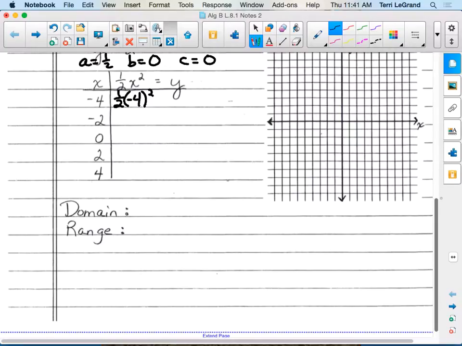So next thing we're going to say is, well, we got 1/2 times a positive 16, and half of 16 is 8. So we just now found an ordered pair for our graph. Ordered pair negative 4, positive 8. Go ahead, put it on your graph. Negative 4, positive 8.